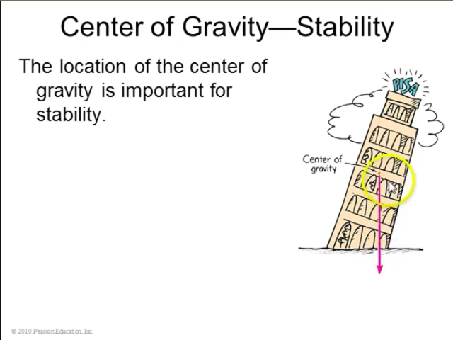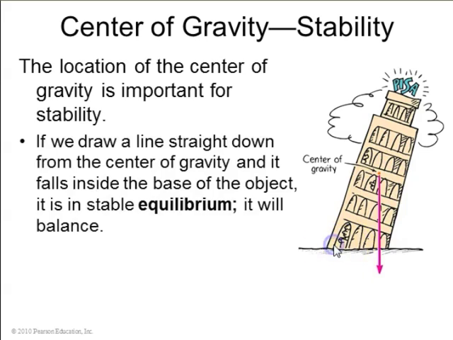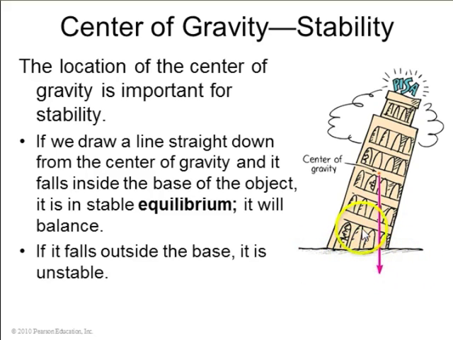Stability means that the center of gravity is over the base of the object. If we draw a line straight down from the center of gravity of an object, and it lies within the parts of that object that are touching the ground, then it won't tip over. If that center of gravity falls outside this base, as we call it, that's when the object tips.